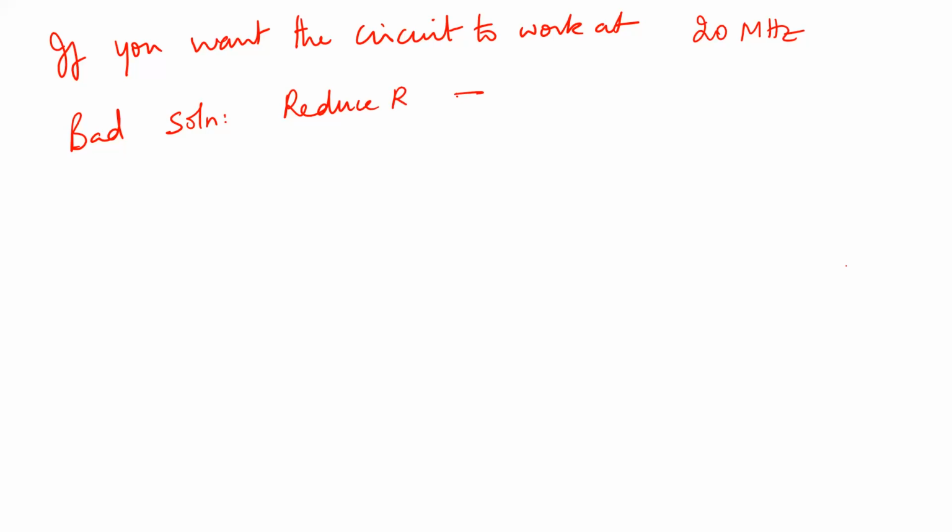Okay. So if you reduce R, what happens? 1 by 2 pi R times CL will basically go up, and the gain gm times R will go down. And then V out DC will also basically go down. Right? Sorry, go up. It will go up. Now, this is a bad solution. Now, what is the other way to get it to work?